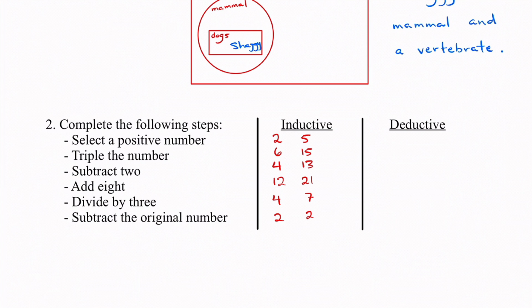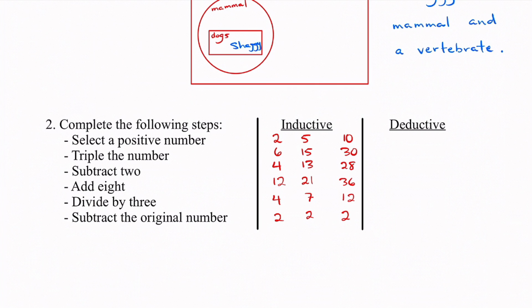Let's try it again. Maybe we'll choose here a double digit. Let's choose 10. So we're going to triple it, get to 30, subtract 2, get to 28. Then we're going to add 8. That'll get us to 36. Divide by 3. That is 12. And then subtract the original number. 12 subtract 10. We got 2. So what seems to be happening? Seems like every time we're getting out a 2. So using inductive reasoning, I would say based off these examples, these specific cases, I'm going to conjecture that every time you get a 2. I haven't proven it, but I'm conjecturing that that's going to be true.